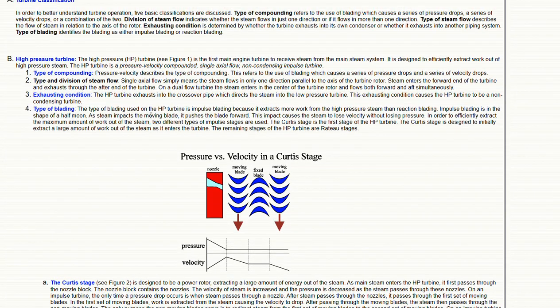I can just give you one thing about types of compounding, which is very simple and important, which is velocity and pressure compounding. In pressure compounding, actually, we are taking all the pressure drop in the nozzle of the turbine, which is an impulse turbine, and we convert the pressure energy into kinetic energy, which is in terms of velocity, and then in every stage we are dropping that velocity and converting it into mechanical energy.